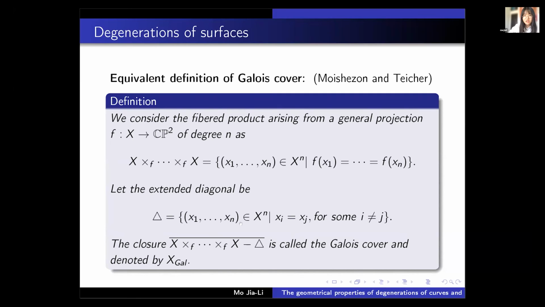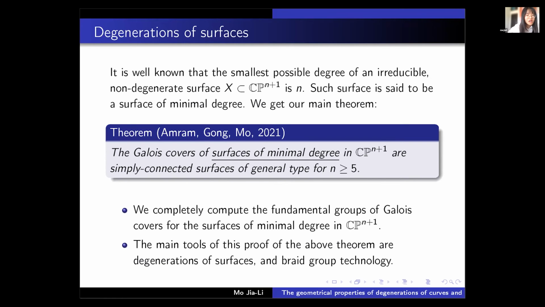You can see this definition may be complicated. On the basis of the previous explanation, let me present a result from 2021. It is well known that the smallest possible degree of an irreducible non-degenerate surface X belonging to CP^(n+1) is n. Such a surface is said to be a surface of minimal degree.